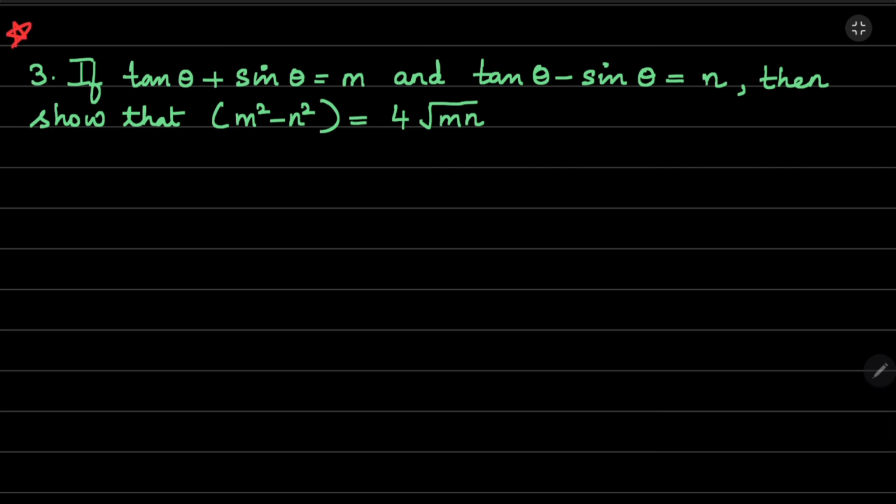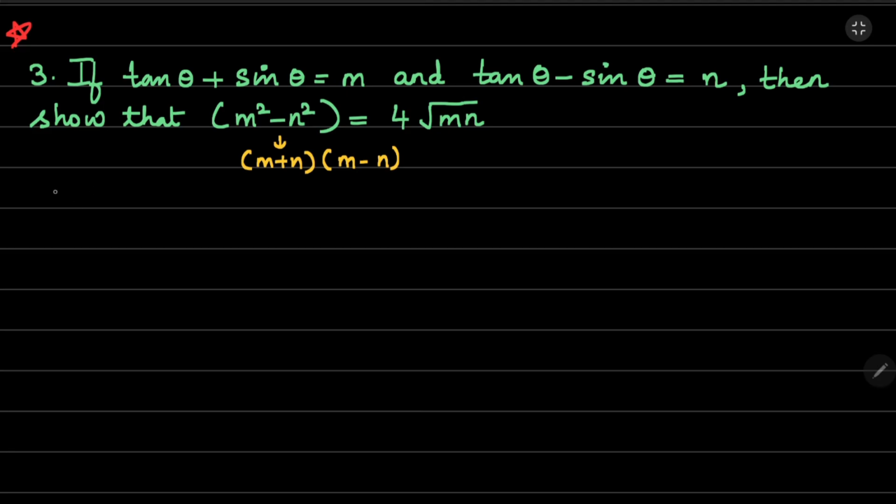You are given tan theta plus sine theta is equal to m and tan minus sine is equal to n. You have to show that m square minus n square equal to 4 root mn. So let's do this. Let's write what is given, right? So you need m square minus n square, which is nothing but m plus n into m minus n. So you have to add, right? In order to get m plus n, you have to add the two terms. In order to get m minus n, you have to subtract the two linear equations.